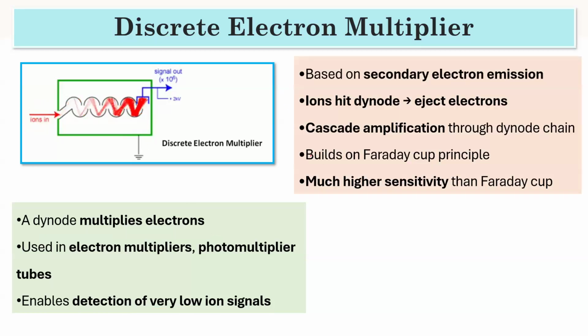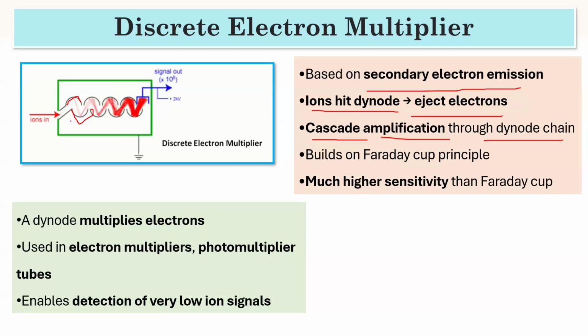So why does it happen actually? Whatever material we use in this dynode can easily release secondary electrons. So an ion will hit the dynode and then electrons will be ejected. And because of this cascade amplification through the dynode chain, because they have different potentials, more and more electrons will be generated. So that is the concept.